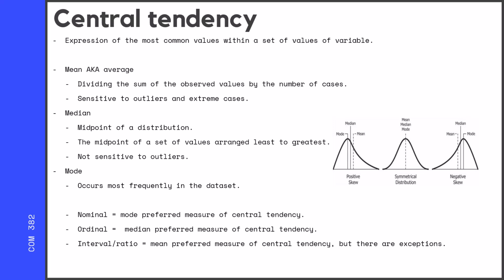Basically, you divide it in half. It is not sensitive to outliers. We'll look at this again in a moment. Mode is the measure that occurs, or the value that occurs most frequently in the data set.